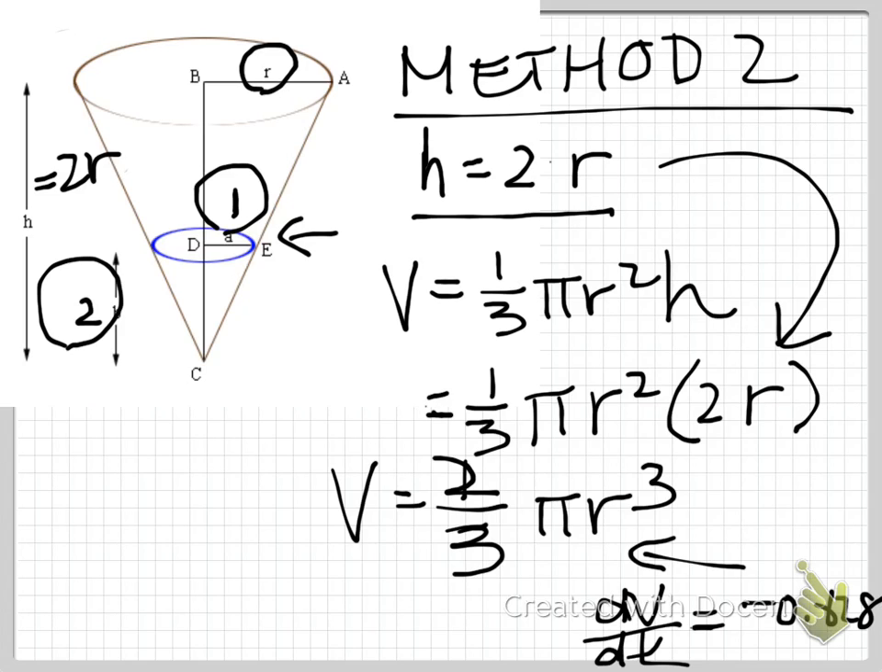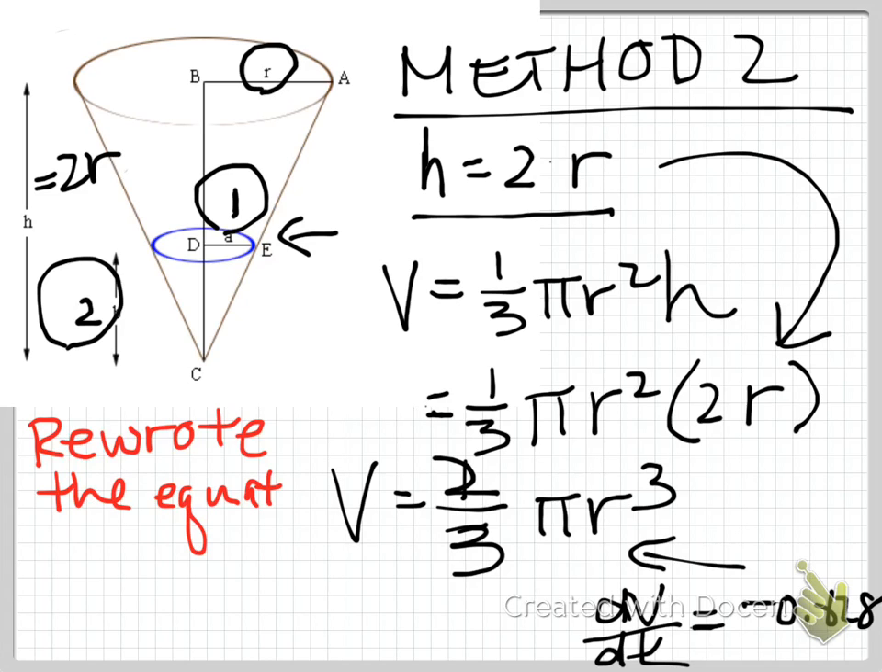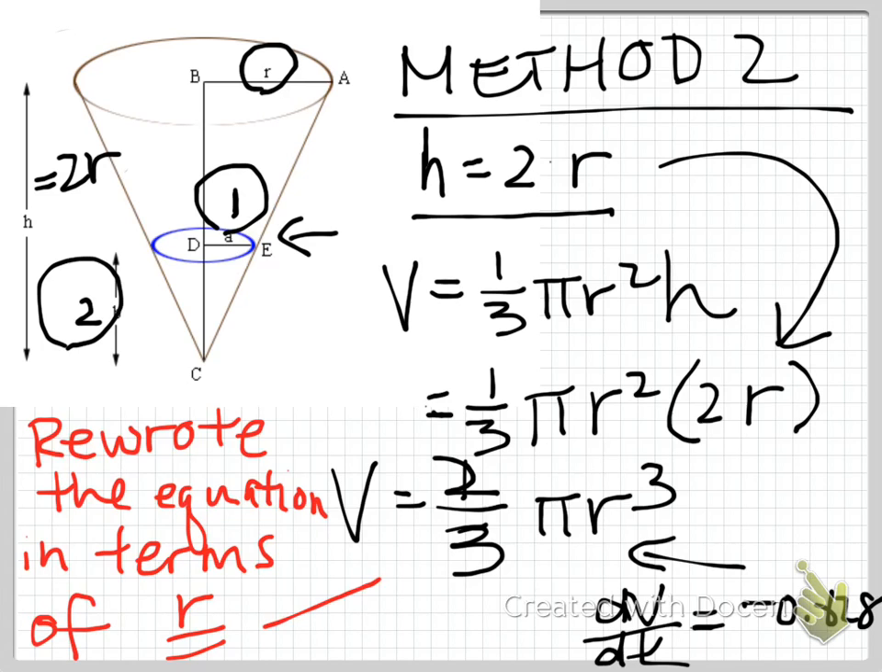But let me just say again what we just did. We rewrote the equation in terms of r. And that just means that our final equation just has r and no h.